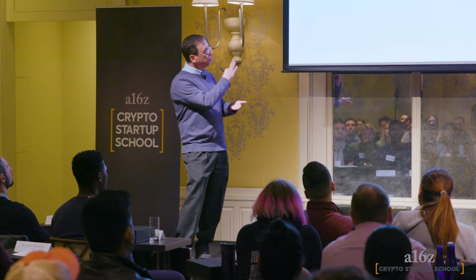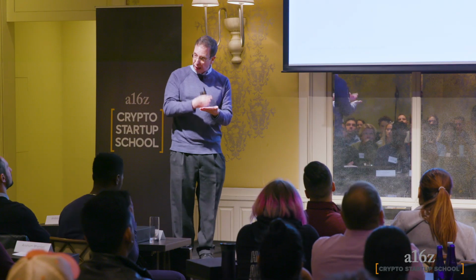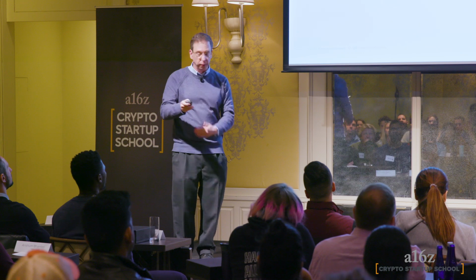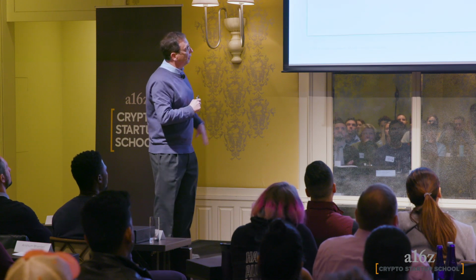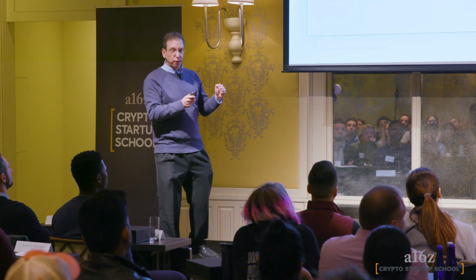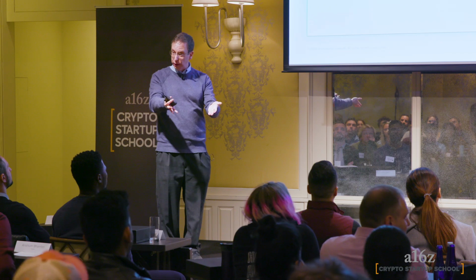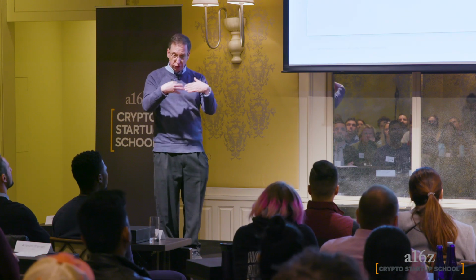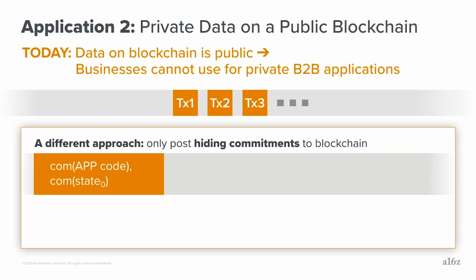What's important to remember is that this is not necessary. You can have private data on a public blockchain. Let me explain what I mean by that. Rather than writing the application code in the clear and the application state in the clear, we can write commitments to the application code and commitments to the state onto the blockchain. So we're committed to what the data is, to what the application code is. It's just that nobody knows what the application code is. It's inside of a hiding commitment.